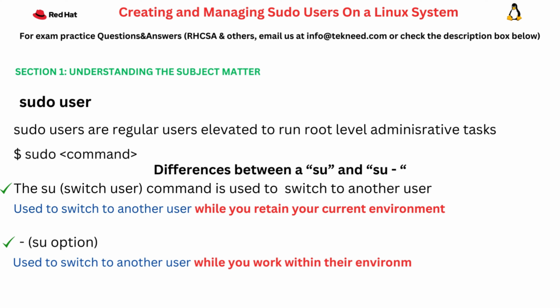So using the dash argument forces the su command to run the login shell for the specified user and changes the environment variables and working directory for the current user account to the specified user account that is logged on. So this is called a full switch. Enough of all this talking, let's practicalize everything we've said.